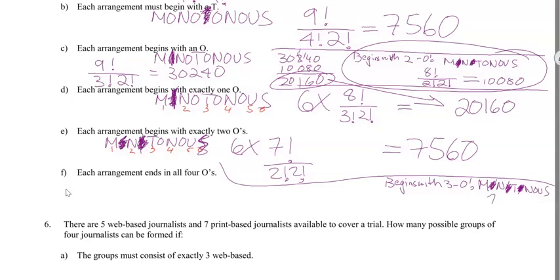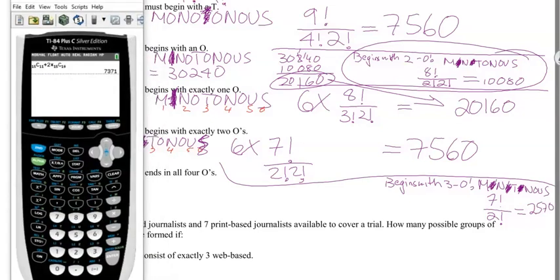So 7 factorial. 2 of them are N's. The O's, there's no repetition now, because the 3 O's are gone. So 7 factorial divided by 2 factorial. 5,040 divided by 2 is 2520.